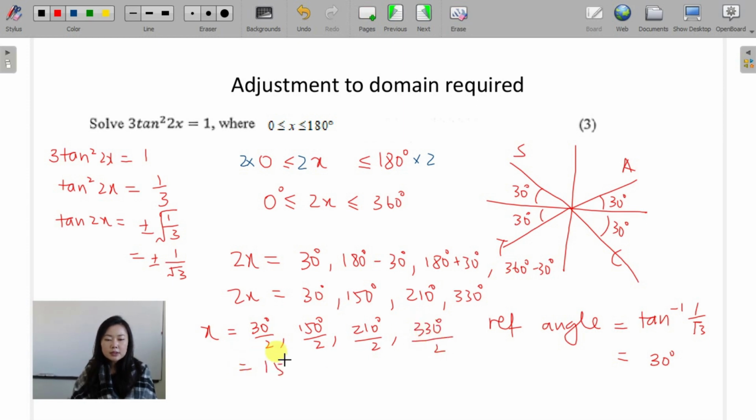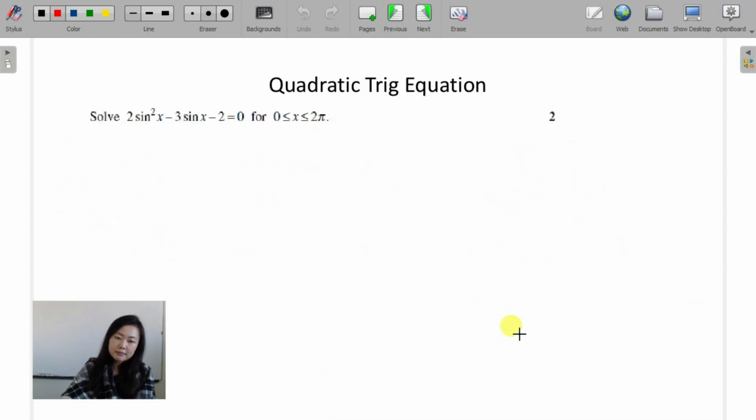All right, that becomes 15, 75. All right, so 15, 75, 105, 165, and that's pretty much it. I hope that all makes sense. So let's have a look at another one.